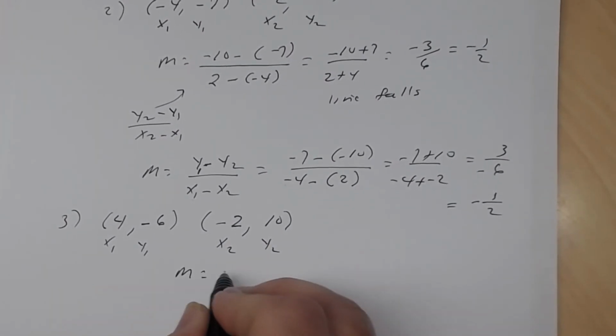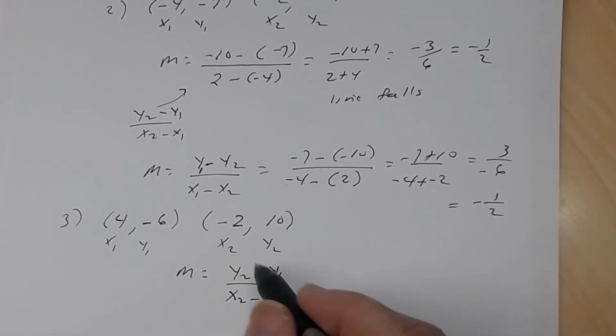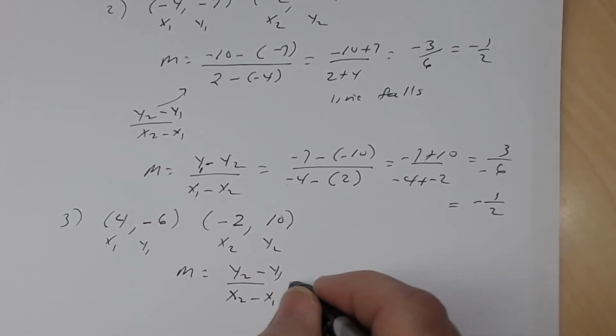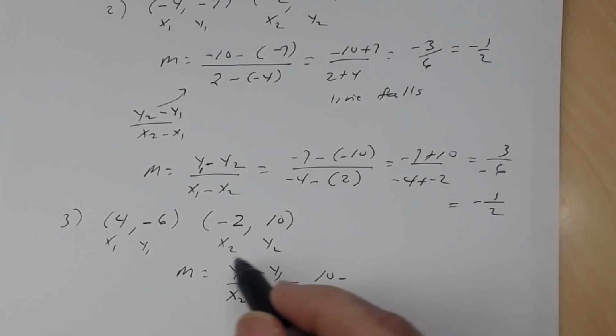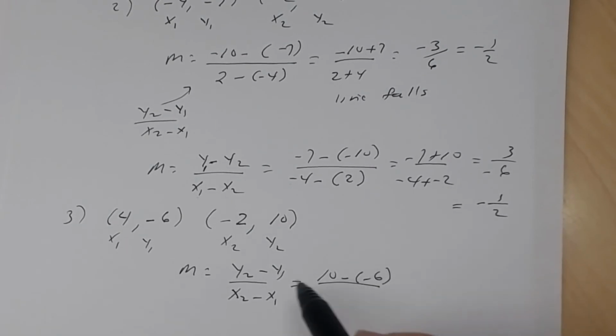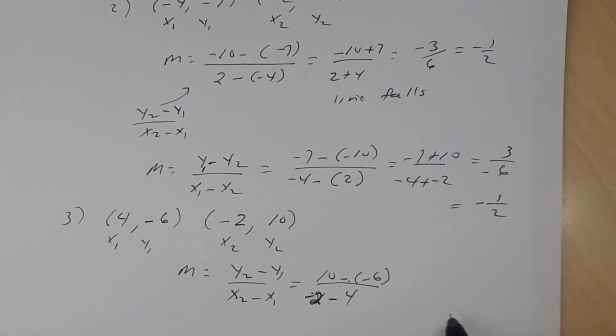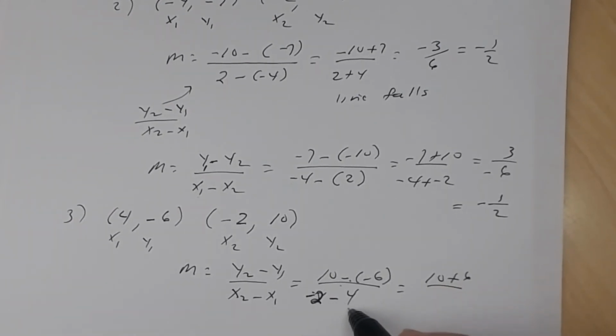And so we use the slope formula, y2 subtract y1 over x2 subtract x1. And I'm just going to plug these values into the variables. Well, y2 is 10 minus y1, which is a -6, divided by, now remember, you're subtracting, x2, which is -2, subtract x1, which is 4. And so 10 subtract -6 means 10 plus 6. -2 subtract 4 means -2 plus a -4.